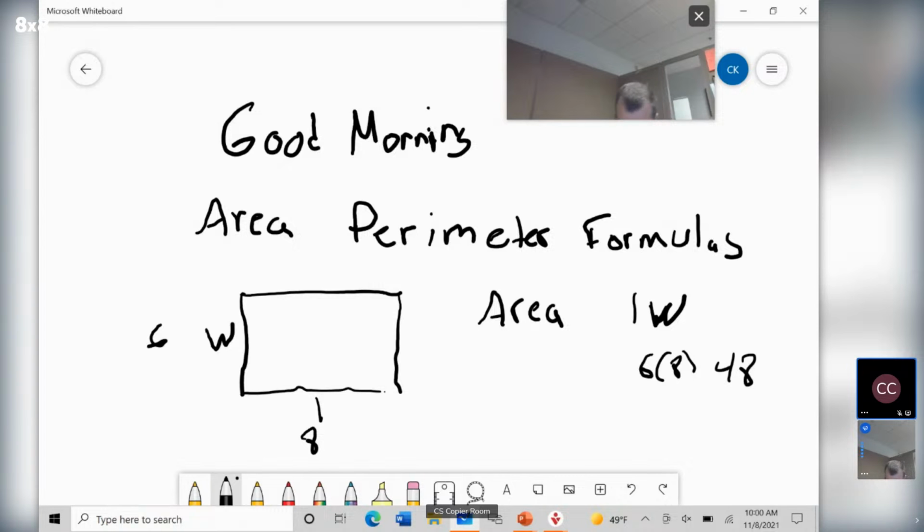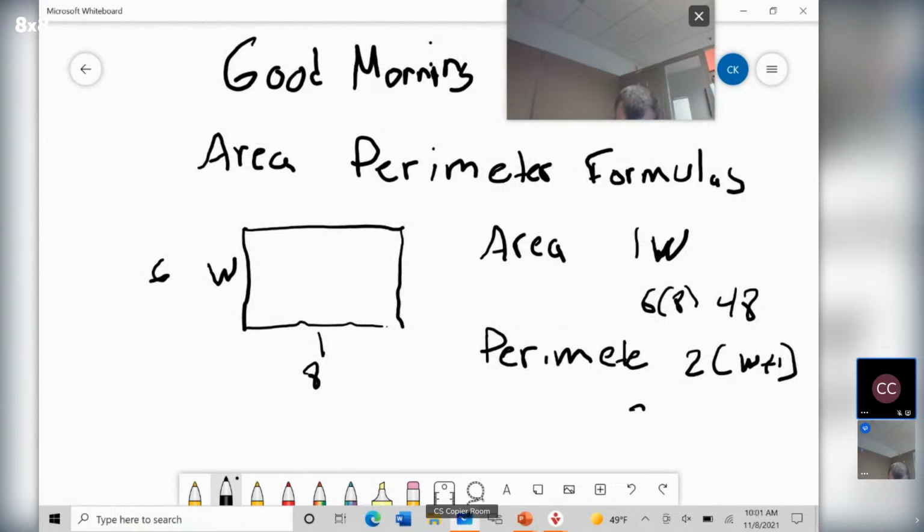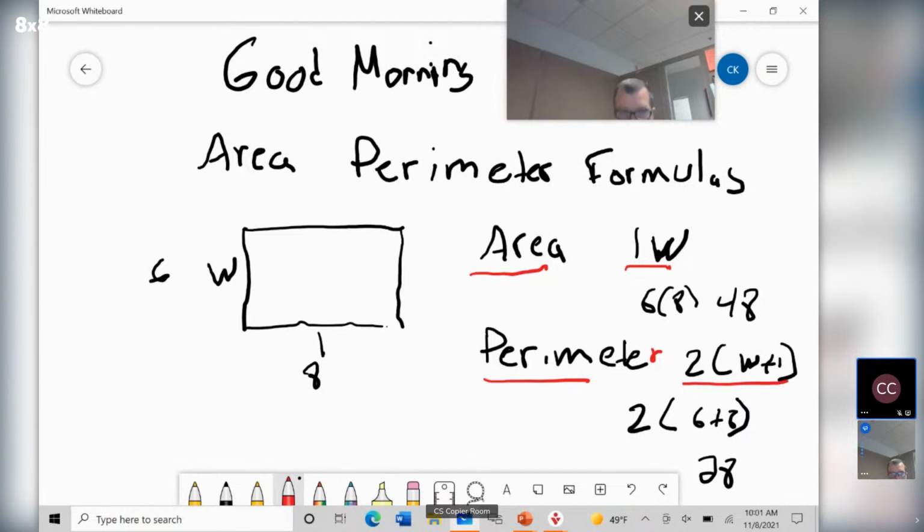Okay. And the perimeter would be 2 times the width plus the length. So in this case, if we plug everything in here, it'd be 2 times 6 plus 8, and that's 14, so that would be 28. So both your formulas, the area is going to be length times width, and for the perimeter, excuse me, forgot the R, is going to be 2 times width plus length. Okay, so really all it is just plugging in the numbers you see there.